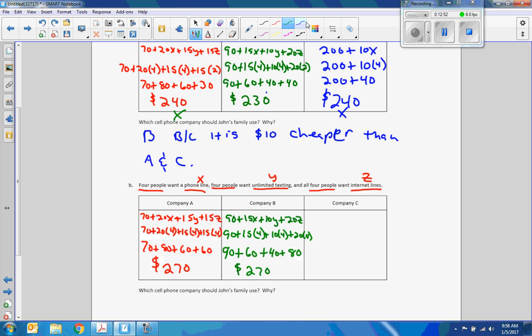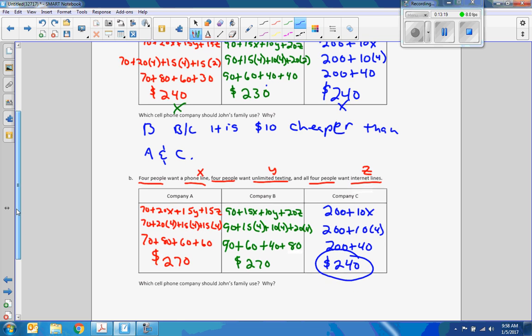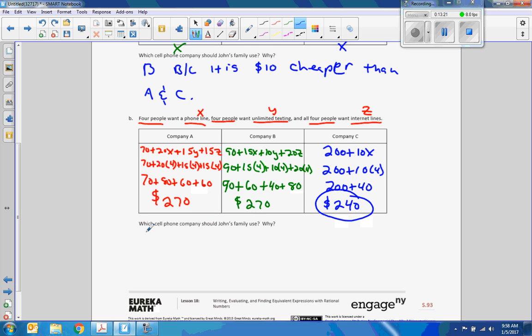Okay, now let's go up to company C, and it's just simply $200 plus $10 for every person. So $200 plus 4 people on a phone line, $10 times 4 people is $200 flat rate, plus $40 for the 4 people, and that totals $240. So in this scenario, even though with the formula seeing a $200 flat rate, company C is actually the cheapest company in this scenario. So which phone company should John's family use and why?